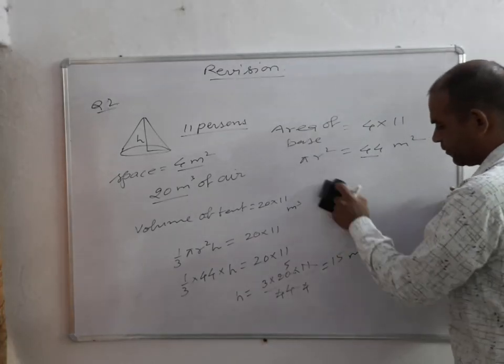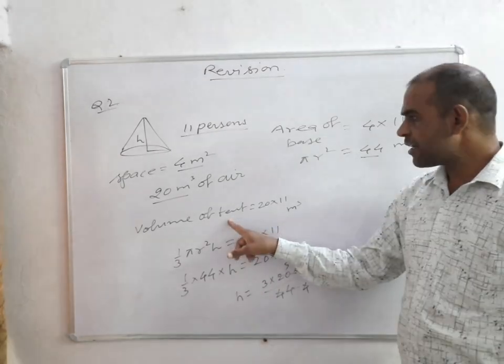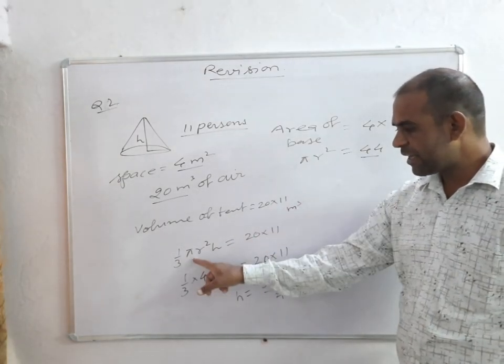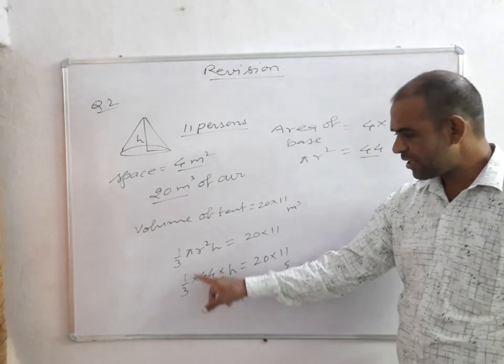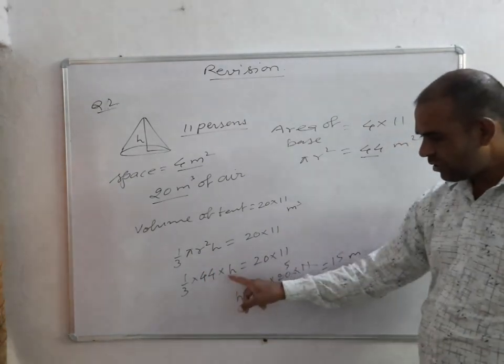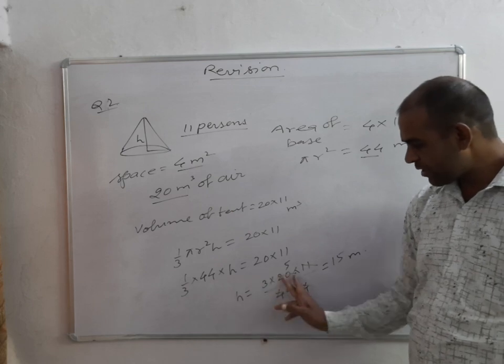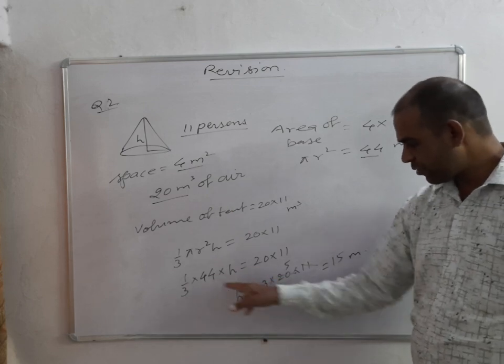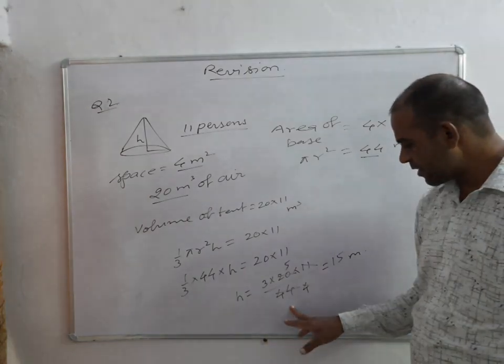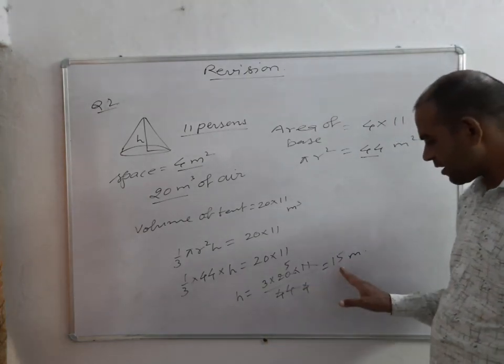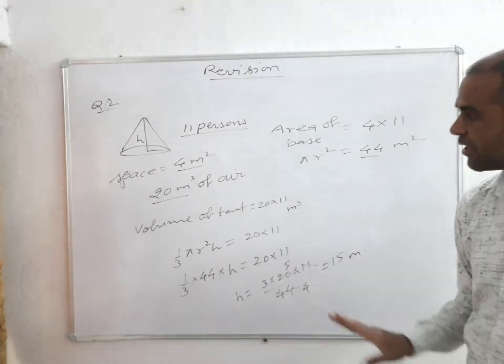Again, volume of the tent is 20 into 11, and 1 by 3 pi r square h. 1 by 3 pi r square is 44 into h, and 20 into 11, and h equals 20 into 11 into 3 upon 44. Cross multiplication and calculate it, and its height is 15 meter.